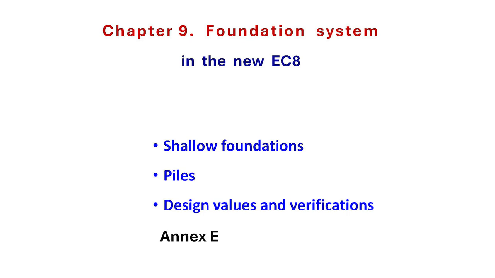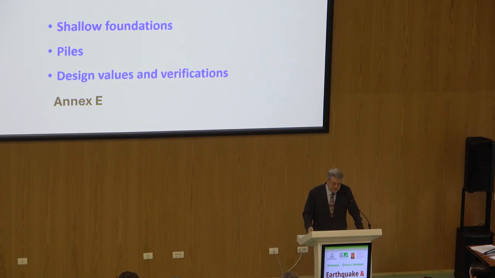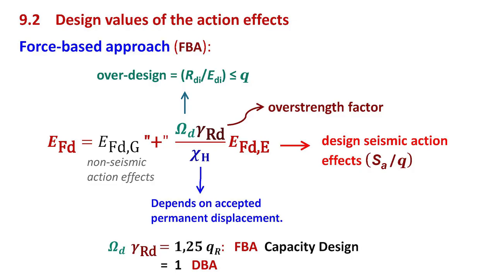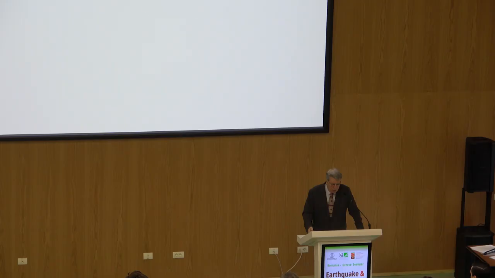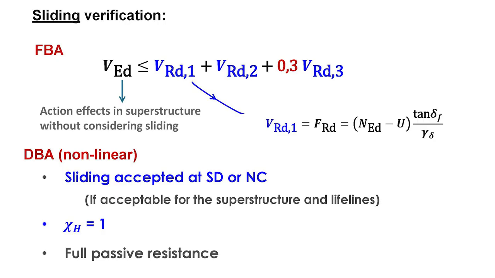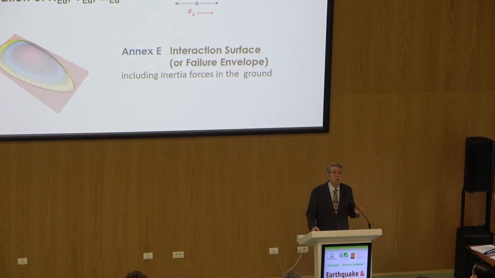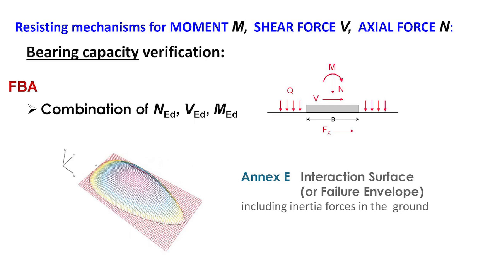Now, when I go to the foundation system, they're more or less the same things. I will not go into details of this. Let me move a little bit forward and show only the more important things. Now, it says sliding. Now, we all know this. When it comes to moment, it creates an axial force. What is the problem? The bearing capacity.